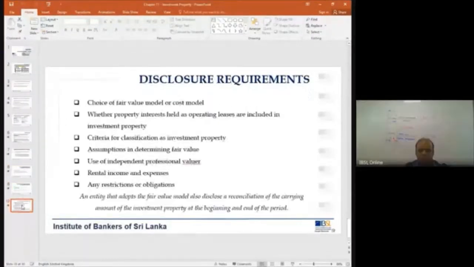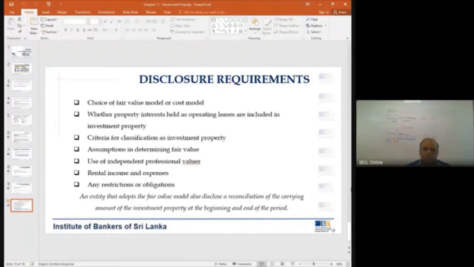Right. So we were on the last slide actually. This was the last slide. So disclosure requirements, what you have to give additionally to the reader. When you are preparing the annual financial statements, you need to provide them additional details if you have investment properties. So what are the details? Choice of fair value model or cost model. You have to say whether you are using the fair value model or the cost model. That you have to specifically mention.